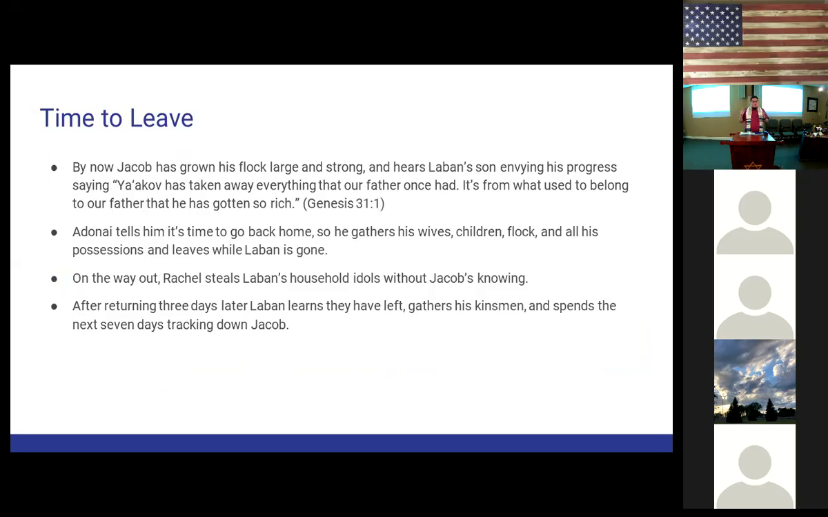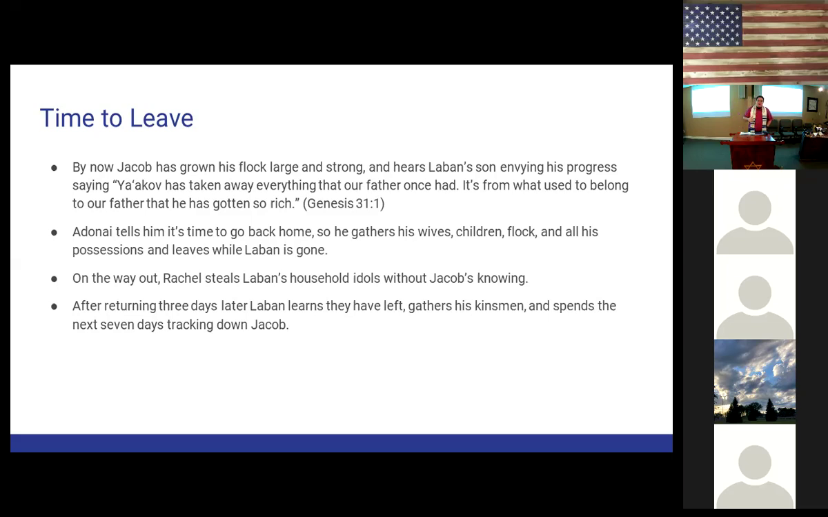Jacob does this for about a day, which is kind of crazy. He grew his flock in multiples in about a day. So he's grown his flock. It's large, it's strong, and he hears Laban's sons complaining. Oh, Jacob has taken everything from our father. Look at how good he's doing. Look at how bad our father's doing. So he kind of sees the smoke on the water, and he's like, it's time to go. And then Adonai actually tells him it's time to go back home, and he was like, yeah, you're right. It's time to go back home.